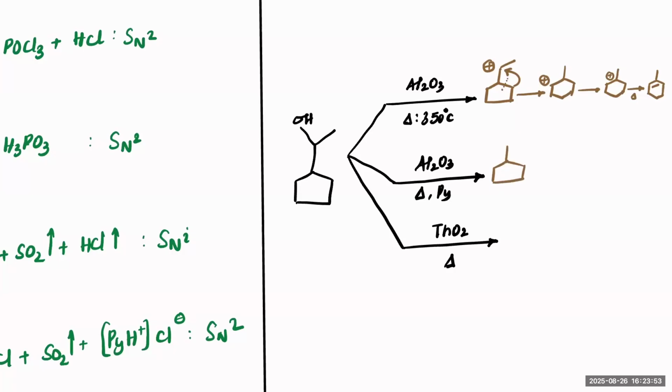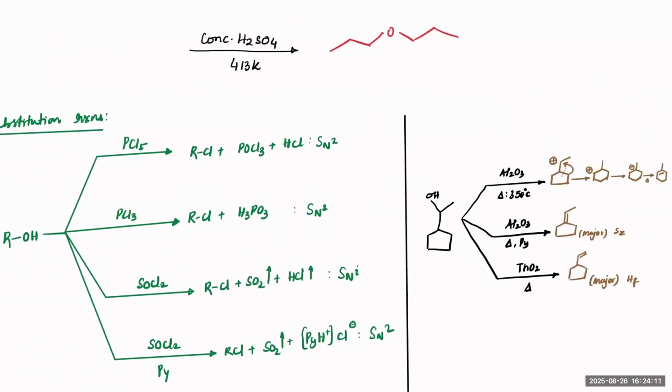Now, second case, we will have elimination directly because it is E2. E2 will not have any carbocation, but a double bond will form here. This is major. What is this one? Saytzeff. Third case, the double bond will form, but outward. So this is major. So this is Hofmann. So I hope you understood what is to be learned.